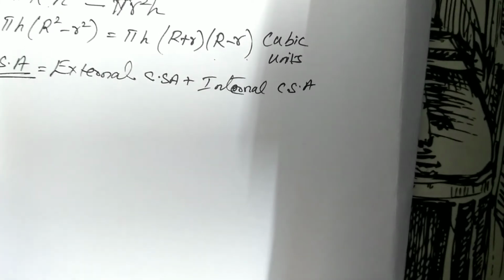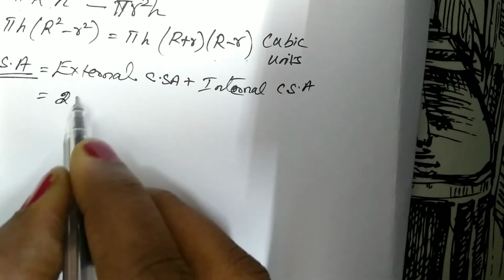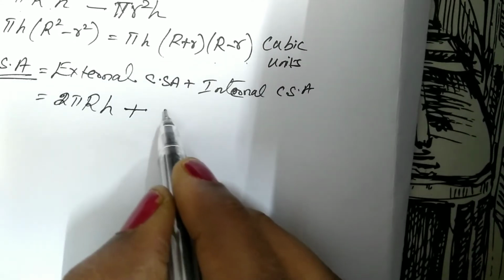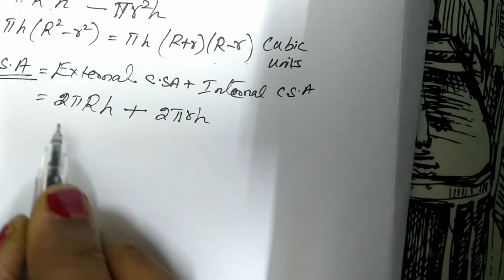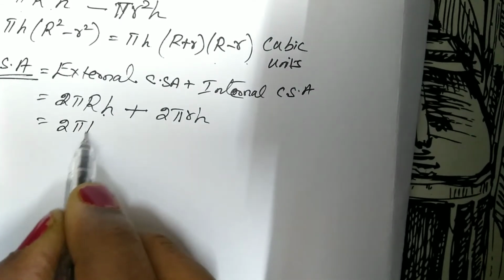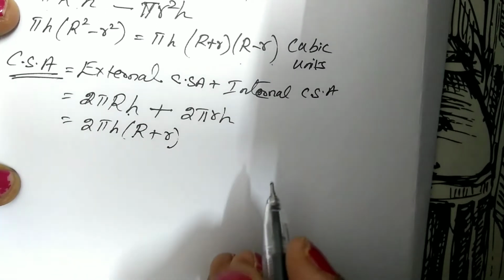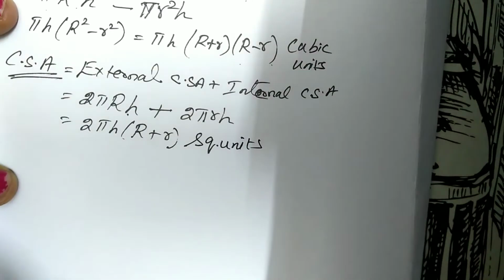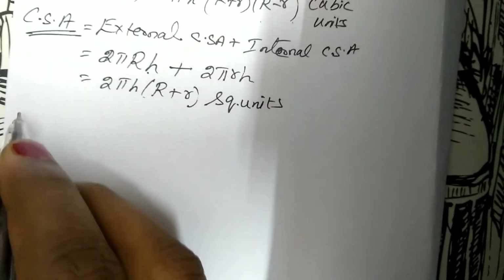What is external CSA? It is the bigger cylinder. So we can write 2 pi capital R h plus, internal is the small radius, 2 pi r h. Now you can see here 2 pi h is common. So we can take 2 pi h and I can write capital R plus small r, and always surface area we write as square units. Next, we are going to have total surface area.